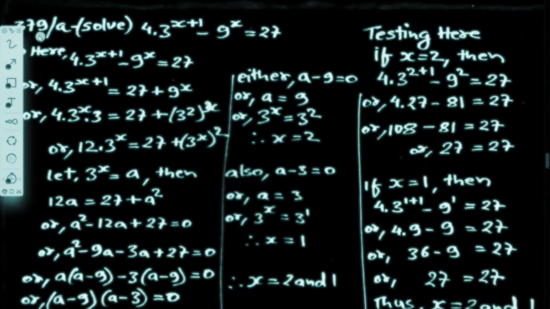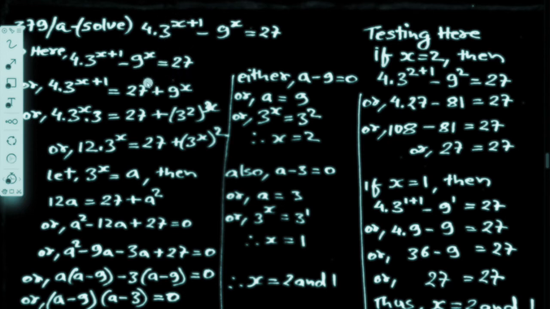Next problem, problem number 379/A. Solve. Our given equation is 4 into 3 power x plus 1 minus 9 power x equals 27. From this equation we should find the value of x. To find the value of x, we have to make it easy for calculation. See here, 4 into 3 power x plus 1 minus 9 power x equals 27.